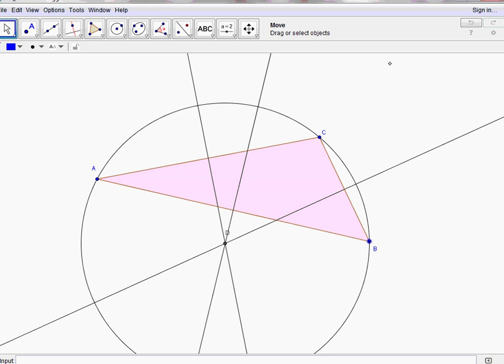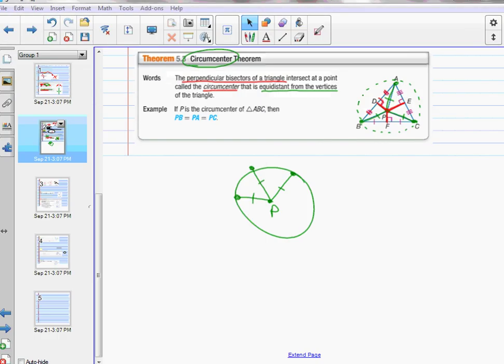Turn the page in your book. See if I can make that go away. Not having much luck. Let's try the mouse to make it go away. There we go.